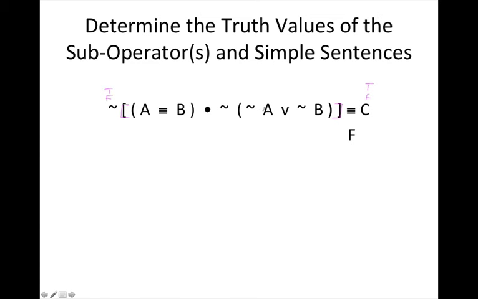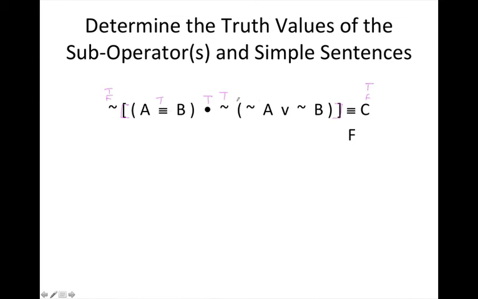So what if we just go ahead and arbitrarily plug in some values? What if we said that the tilde here is false? That would make dot true. And for dot to be true, triple bar and tilde would have to be true.